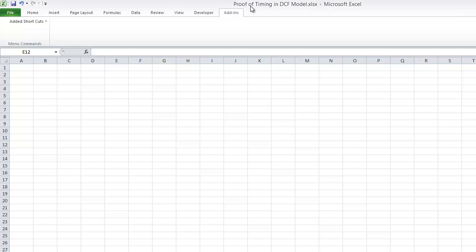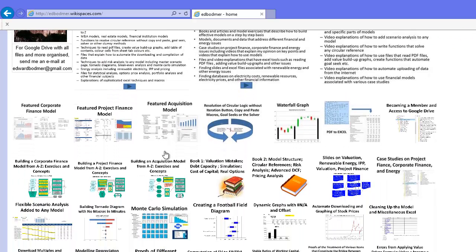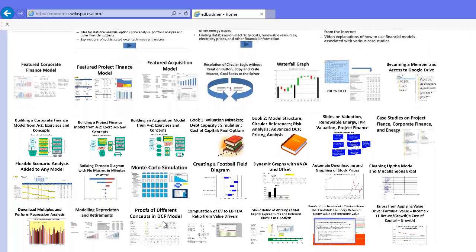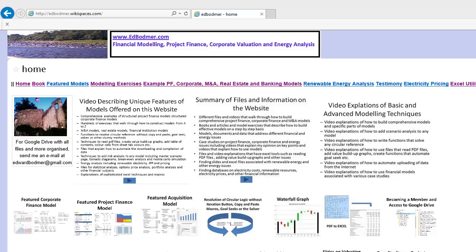This video will be a proof of how timing works in a DCF model. The file, if you want to work along, will be on edbodmer.com. I'll put it in this proof of concepts in DCF. I don't quite know what else I'm going to put on that page at this moment.